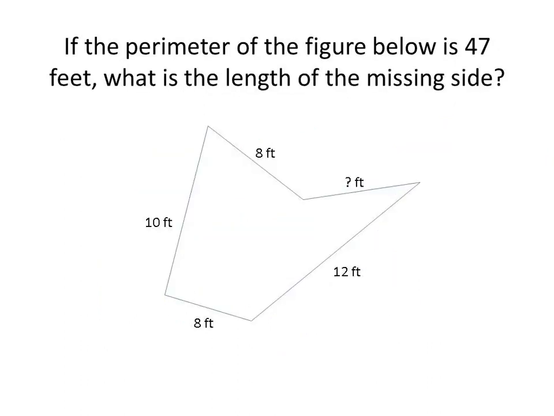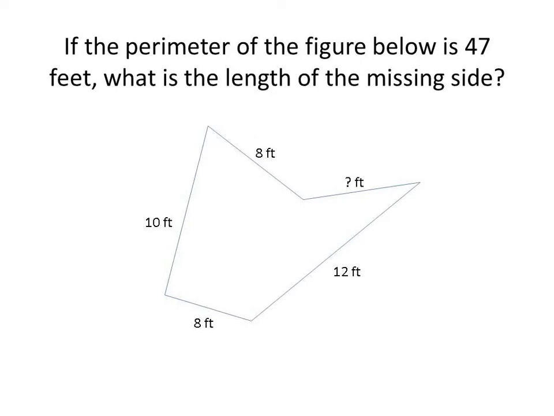Let's look at another problem. If the perimeter of the figure below is 47 feet, what is the length of the missing side? Students, I'd like for you to solve this problem and push play when you're ready to correct. Hit pause now. We will go ahead and correct this problem.